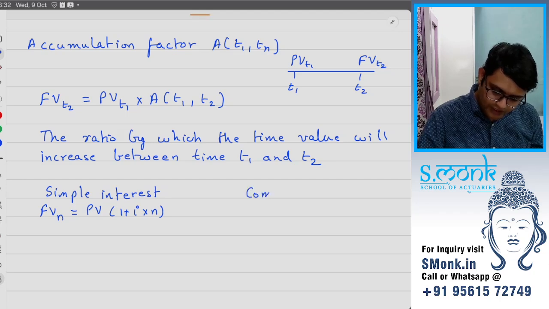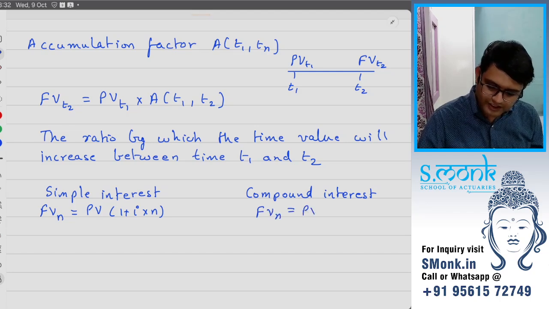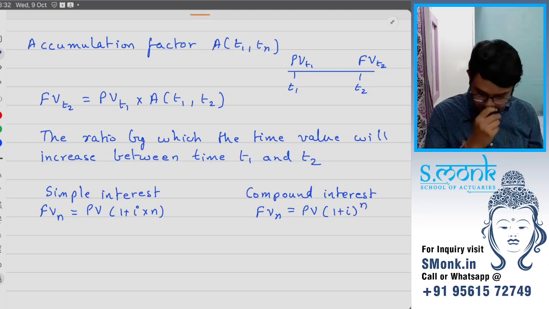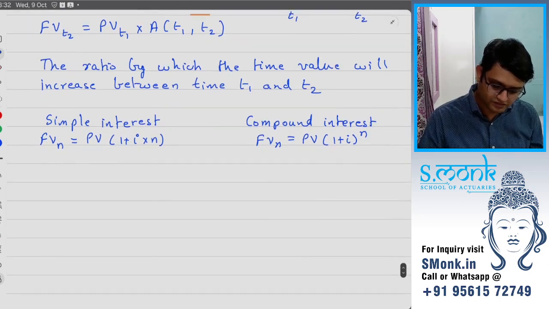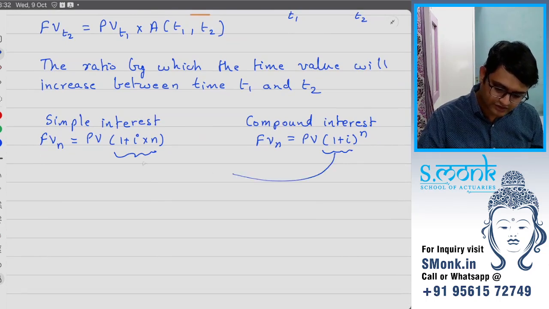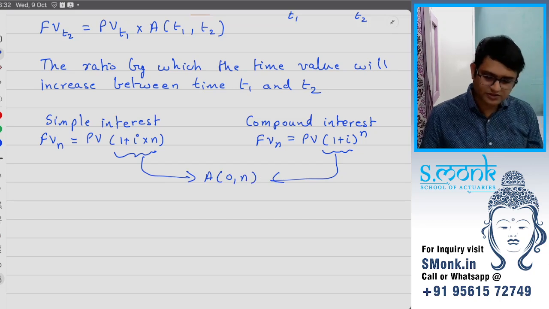And for compound interest, let's say future value at time n must be present value into 1 plus i raised to n. So these are nothing but the accumulation factors. These are accumulation factors from time 0 to time n.